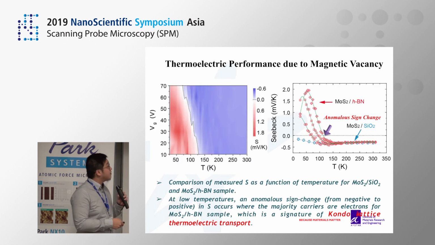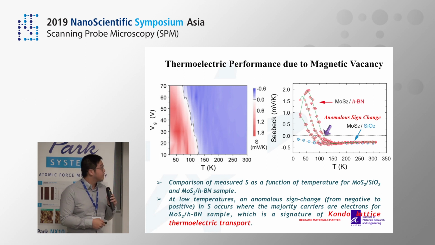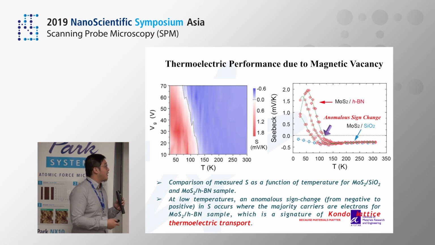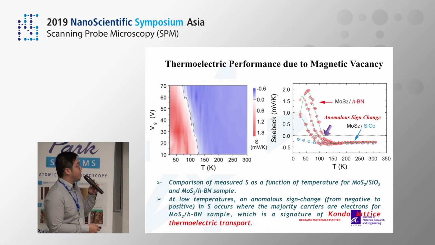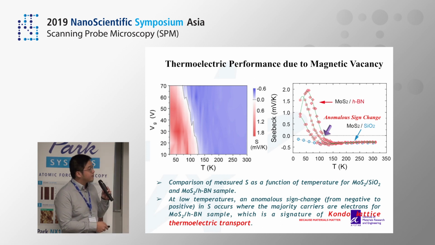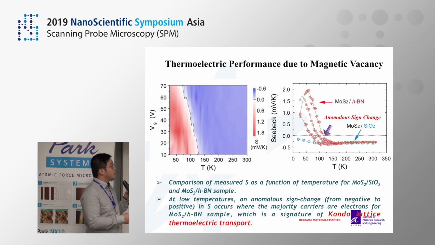So when we look at the thermoelectric performance due to this magnetic vacancy, for the MoS2 sample at high temperature, both samples show a negative Seebeck coefficient, which is because of the N-type nature. This is also confirmed by other previous results. However, at low temperature, the MoS2 on hexagonal boron nitride shows an anomalous sign change in the Seebeck. The Seebeck changes from negative to positive, while the material is still N-type.